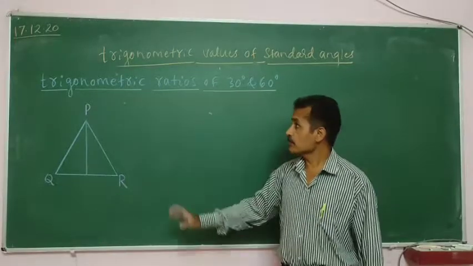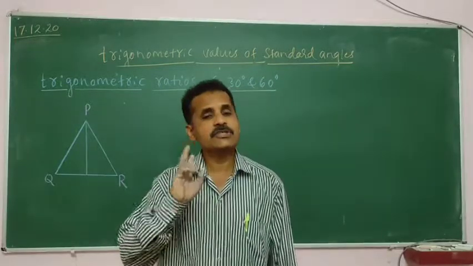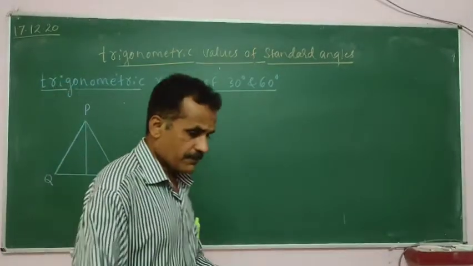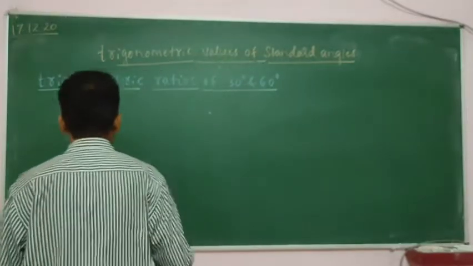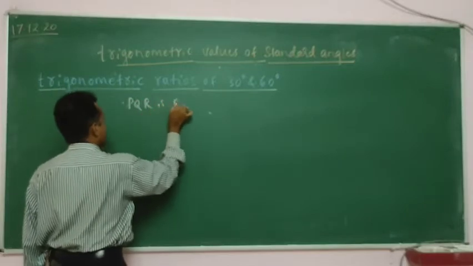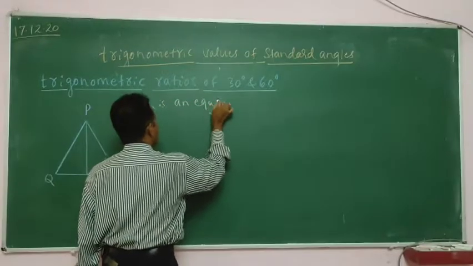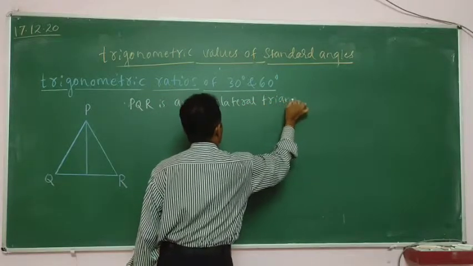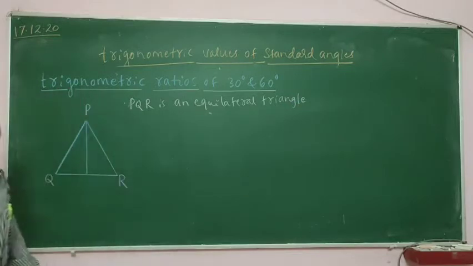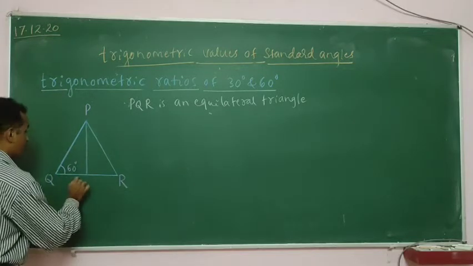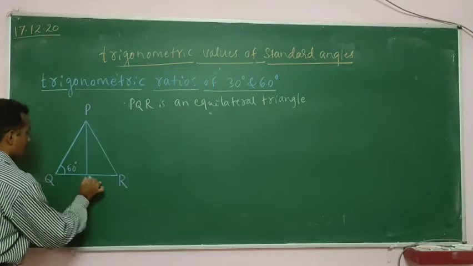We are going to discuss the trigonometric ratios of 30 degree and 60 degree. Together we will do it in the same figure. Here, my children, the figure that I have drawn, PQR, is an equilateral triangle. You know that in an equilateral triangle all sides are equal, all angles are also equal. This is 60 degree. I will call this PQR and I will call this point M.